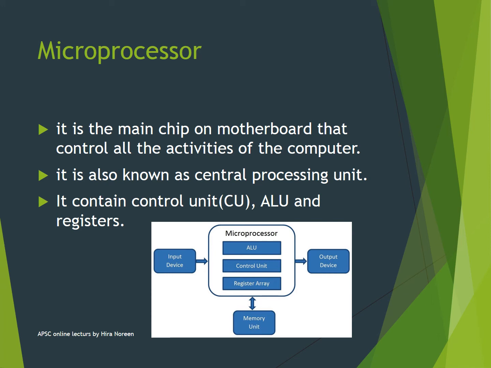It contains the control unit, ALU and register, and in the diagram you can also see that the microprocessor consists of three parts: ALU, control unit and register array. It receives the input from input devices, then the microprocessor processes it in the different units, ALU, control unit or register array, and then displays the result on the output devices or stores it in the memory units.